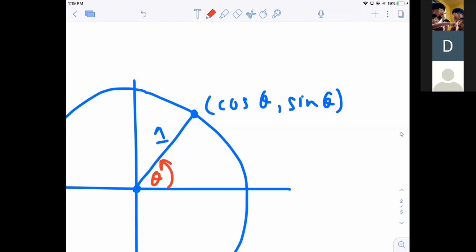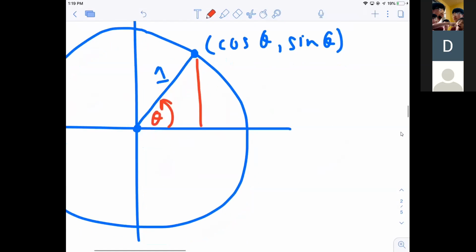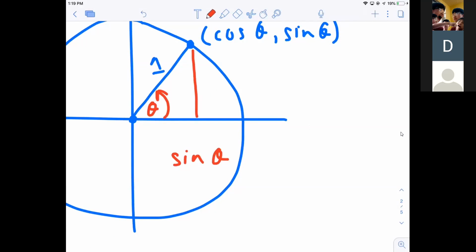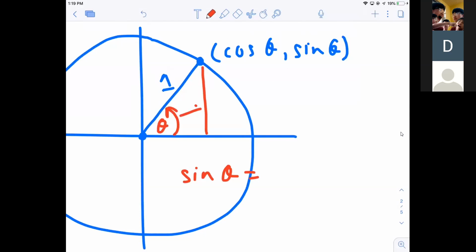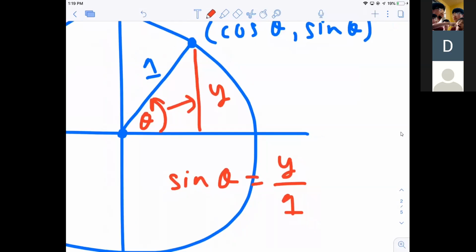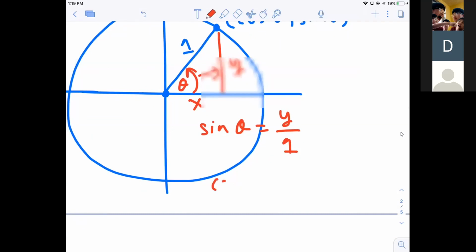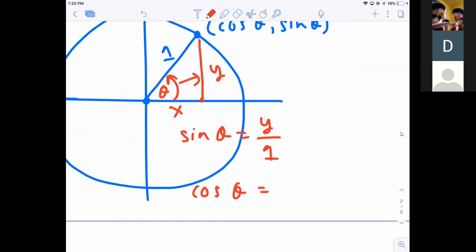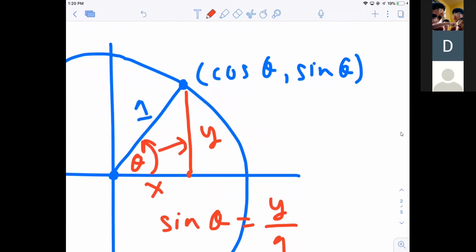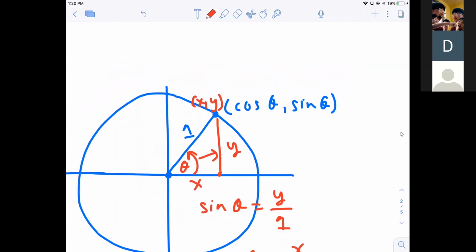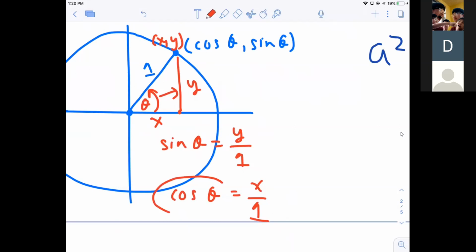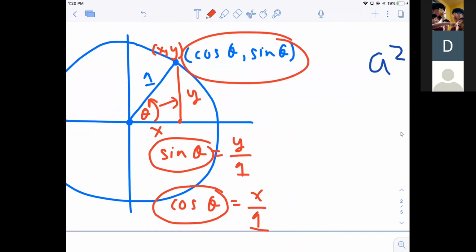The reason for that, again, is if we do, for example, sine theta, that's going to equal opposite, let's call this y, over the hypotenuse, which is 1. And if I call this x, cosine theta is going to equal the adjacent, which is x, over 1. So this point here is x comma y. And we just showed that x was cosine theta and y was sine theta. So this point here is cosine theta, sine theta.